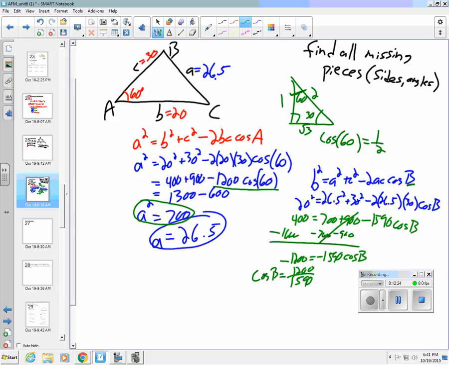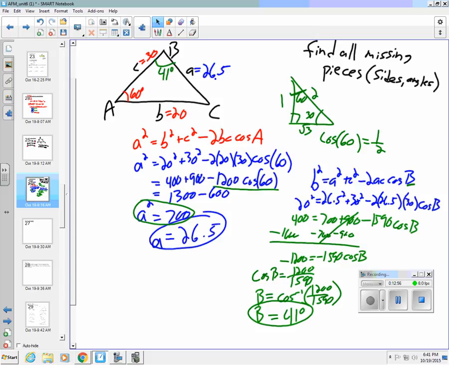Going back to what we did yesterday, we know the cosine ratio, so we can find the measure of the angle using the inverse cosine. On our calculator, that'd be second, cosine. Make sure it's in degree mode, and the angle you'll get, rounded, is about 41 degrees. So the angle B is 41 degrees.